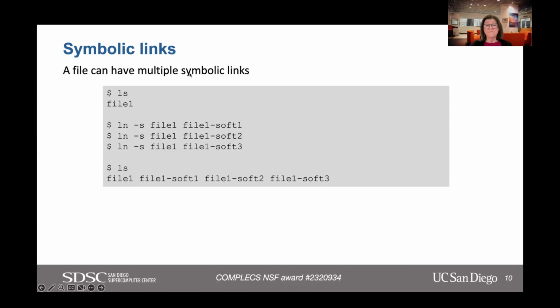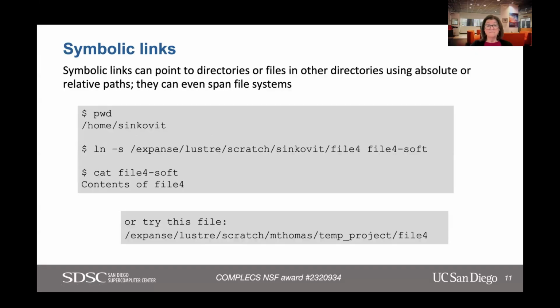A file can have multiple symbolic links. So now we're going to make file 1 have 3 different soft links, and they all show up as files, and they would all cat out the contents. So there's no limit, which means you can also put them into different directories, put them in your application. And here's an example of symbolic links: they can point to directories or files in other directories using absolute or relative paths. They can even span file systems.